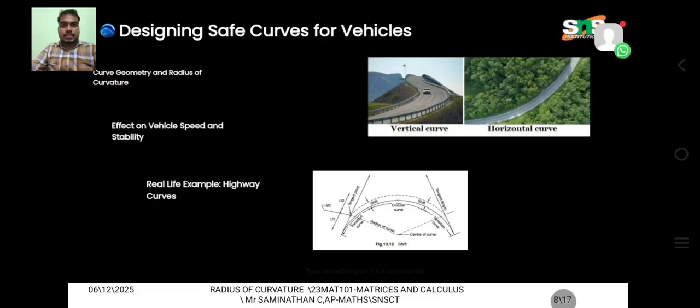It is used in designing safe curves for vehicles, speed and safety. The radius of curvature directly impacts the maximum safe speed for a road or a railway line. A smaller radius necessitates a slower speed to prevent accidents. Centrifugal force management: it is used to calculate the centripetal force needed to keep a vehicle on track, which is achieved through super elevation.